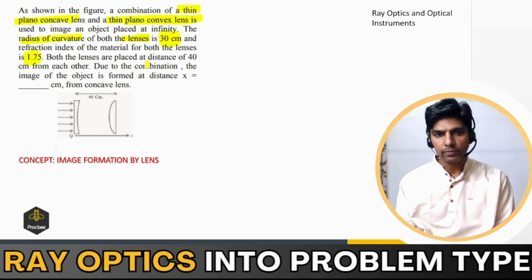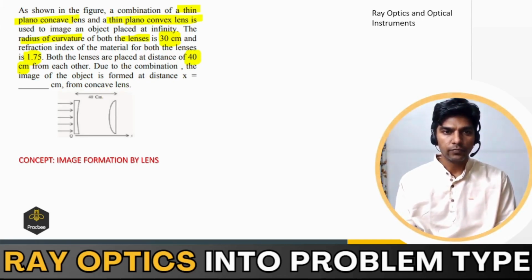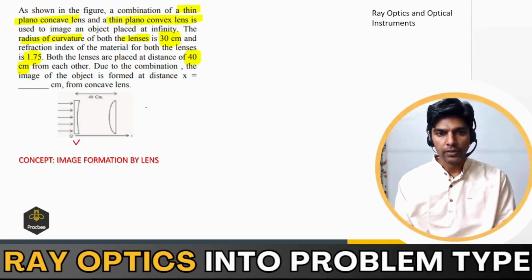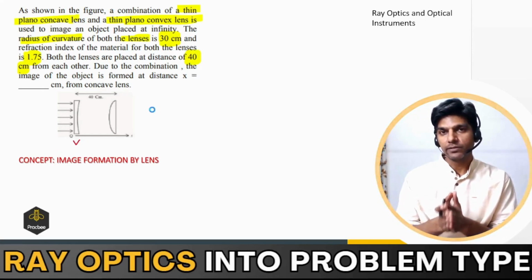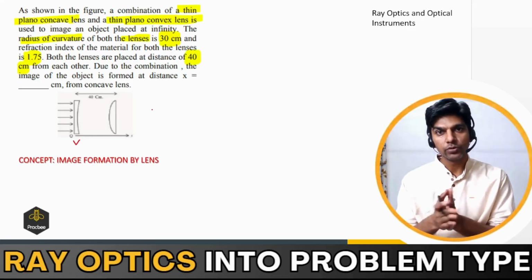Both the lenses are placed at a distance of 40 centimeter from each other. Due to the combination, the image of the object is formed at a distance x centimeter from the concave lens. So we have to find the distance from the first lens, which is a concave lens. So first of all, we have to apply lens maker formula, and we have to find the focal length of both of these lenses.